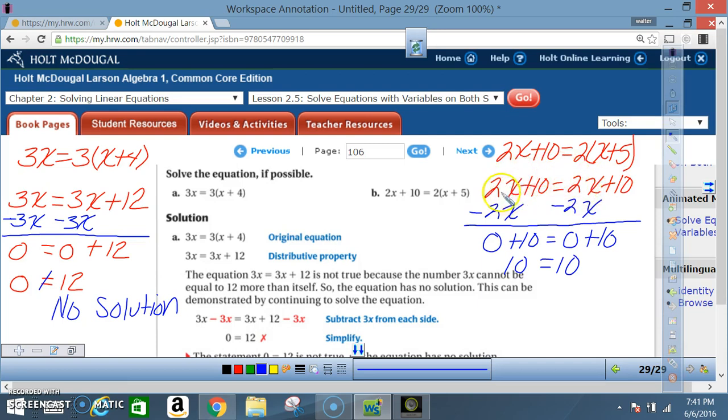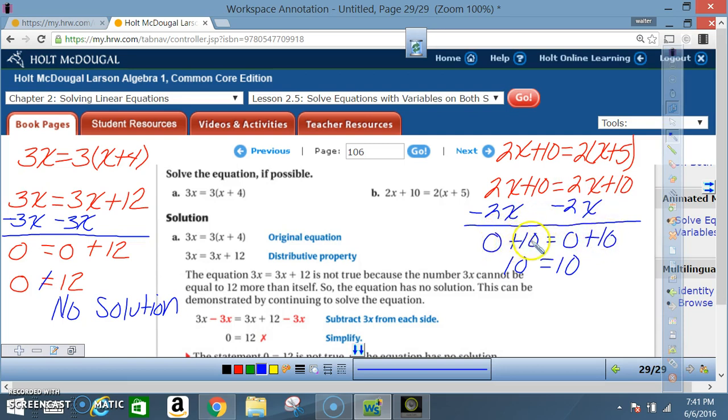We must get our variables on the same side. The variables are the same, so it doesn't matter which one we move. A positive 2x, to get rid of it, I'm going to put down a negative 2x, a negative 2x on this side and a negative 2x on that side. 2x minus 2x, that's 0. Bring down the positive 10.